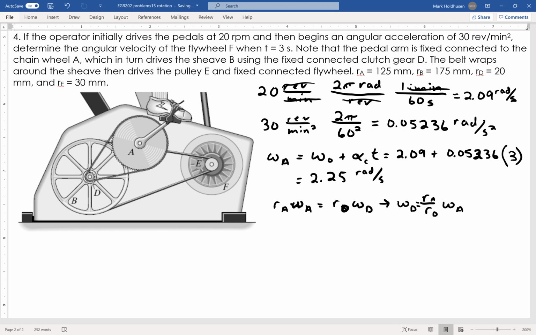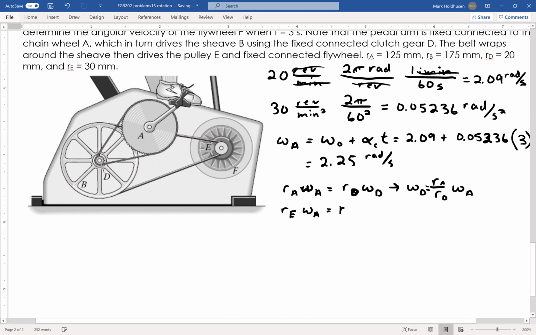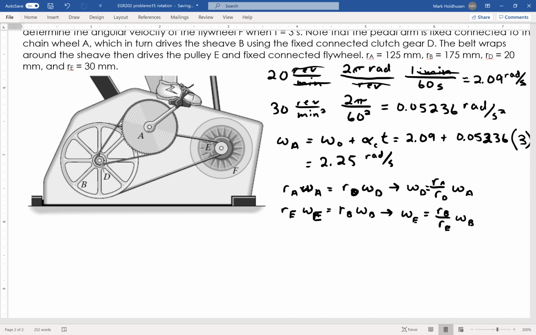Again, do the same thing with B and E, where I would get RE omega E equals RB omega B. From that, I can find that omega E equals RB over RE times omega B. And omega B and omega D are exactly the same thing, so I can take what I know about omega D and plug it in right there.